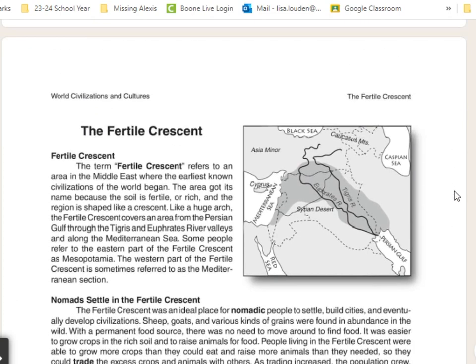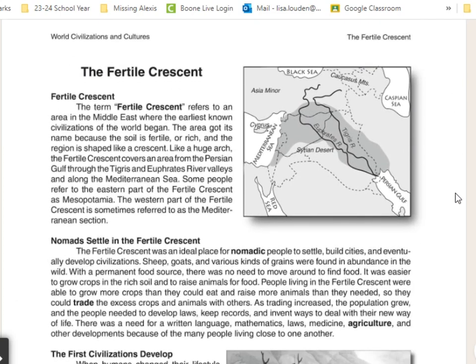The Fertile Crescent. The Fertile Crescent is a term that refers to an area in the Middle East where the earliest known civilizations of the world began. The area got its name because the soil is fertile, or rich, and the region is shaped like a crescent. Like a huge arch, the Fertile Crescent covers an area from the Persian Gulf through the Tigris and Euphrates River valleys and along the Mediterranean Sea.